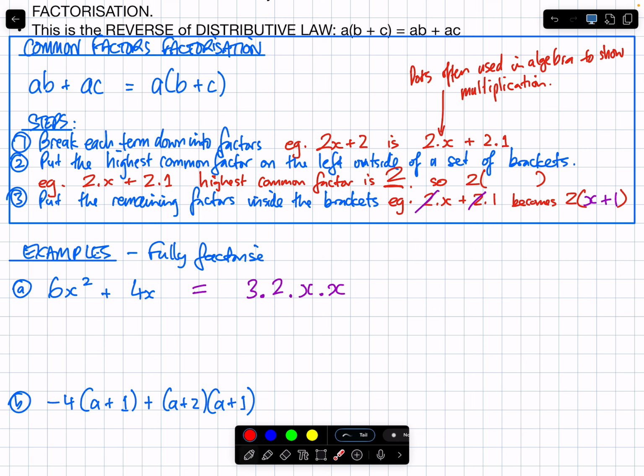What numbers can I times together to get 4? 2 and 2. So 4x is 2 times 2 times x.